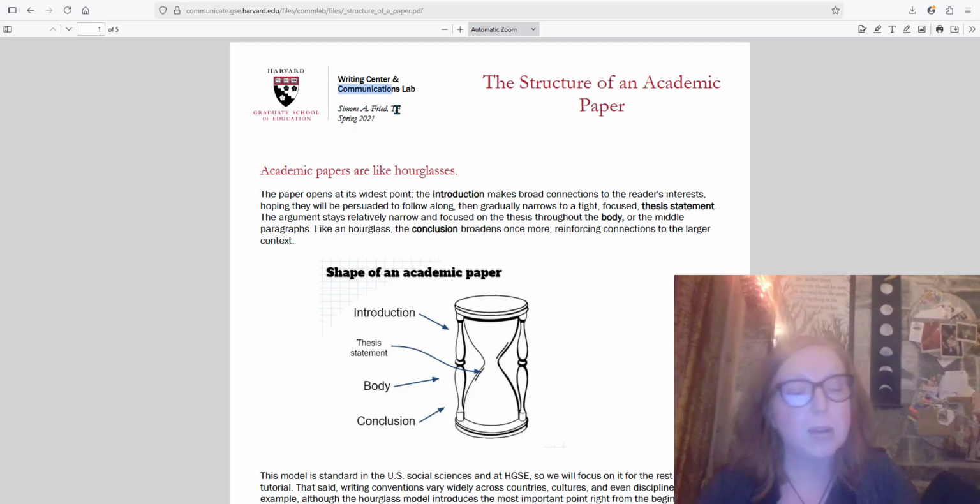either a group of people got together and wrote it, or one or two people wrote it, and it was approved by whoever was running the Harvard Writing Center at the time to be published on their website.